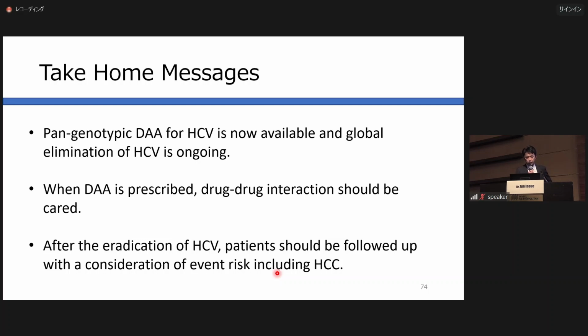As a summary, pan-genotypic DAA for HIV is now available, and global elimination of HIV is ongoing. When DAA is prescribed, drug-drug interaction should be cared for. And after the eradication of HIV, patients should be followed up with a consideration of event risk, including HCC.